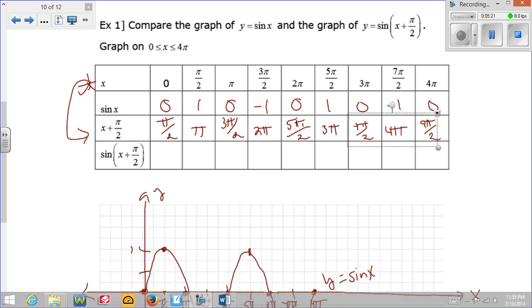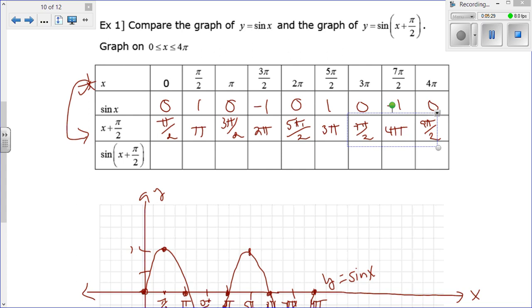Okay, so now the sine of x plus pi over 2. I already figured out what x plus pi over 2 is, so now we're just going to take the sine of all of the values up here. The sine of 90 is 1. The sine of 180 is 0. The sine of 270 is negative 1. The sine of 360, or 2 pi, is 0. And then I'm going to repeat my pattern. So this should be 1, 0, negative 1, 0, and 1.